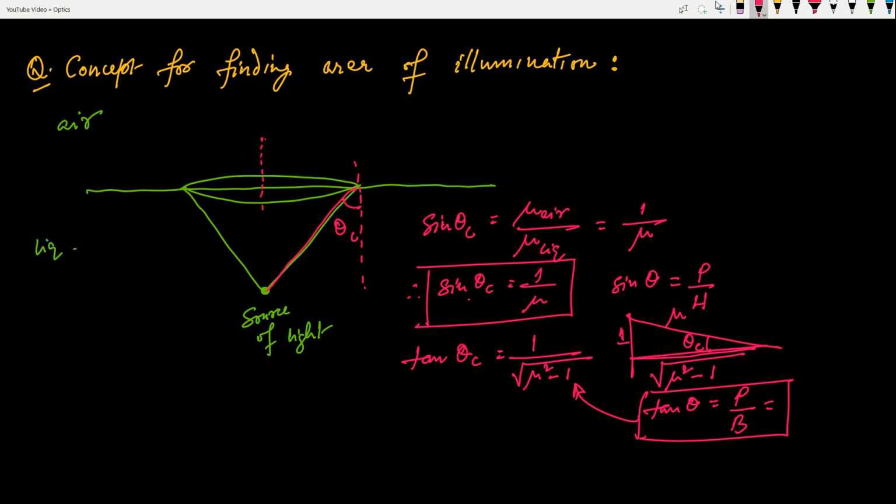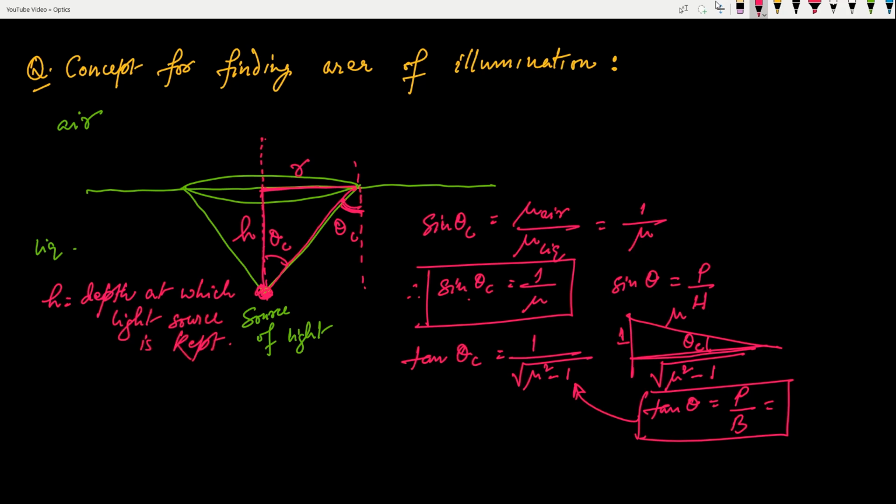Look into this figure. If this is theta c, then this has to be theta c, interior alternate angle. Simple. If this is theta c, then this is the radius of the circle. So we can say that this is r, and this is the depth at which the light source is kept. So h is equal to the depth at which the light source is kept. If you can find the value of r, we can easily find out the area of illumination, isn't it?